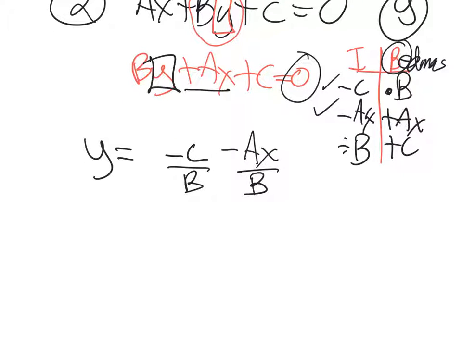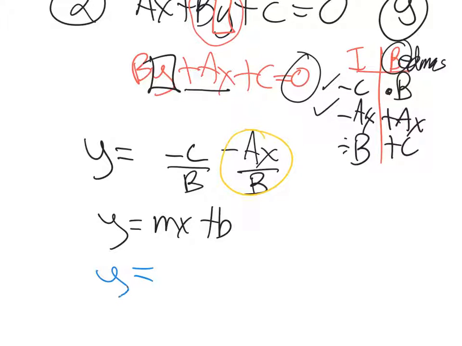Now, if you notice, I probably want to write this in mx plus b form, which means that needs to go first, right? Because that's the slope, negative a over b. So I would rewrite this as y equals negative a over b times x minus c over b. Okay, and that would be in y equals mx plus b form.